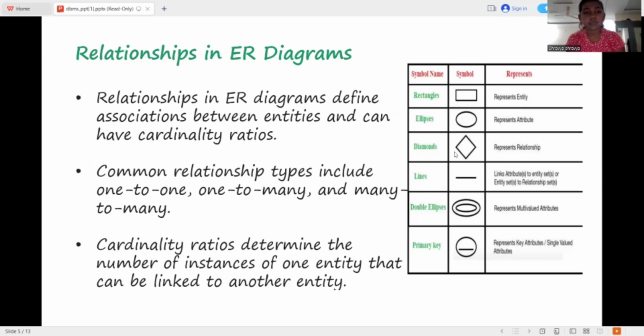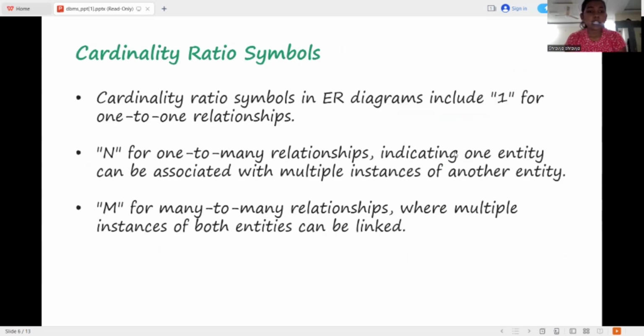We have the double ellipse, which represents multi-valued attributes, and the primary key, which represents key attributes, as single-valued attributes. Coming to the cardinality ratio symbols in ER diagrams: 1 for one-to-one relationships and N for one-to-many relationships, indicating one entity can be associated with multiple instances of another entity. The last one is M, that is many-to-many relationships, where multiple instances of both entities can be linked.